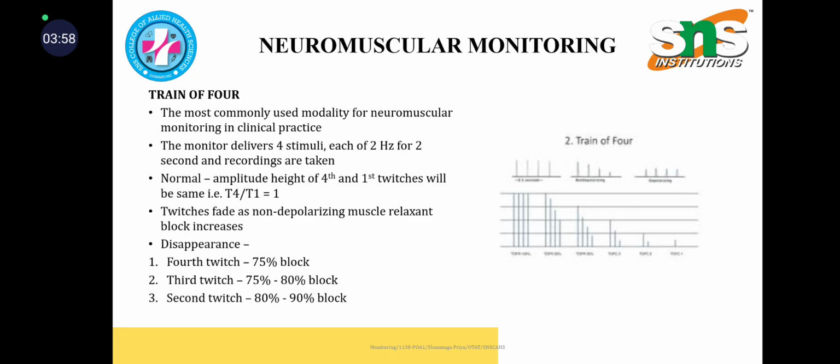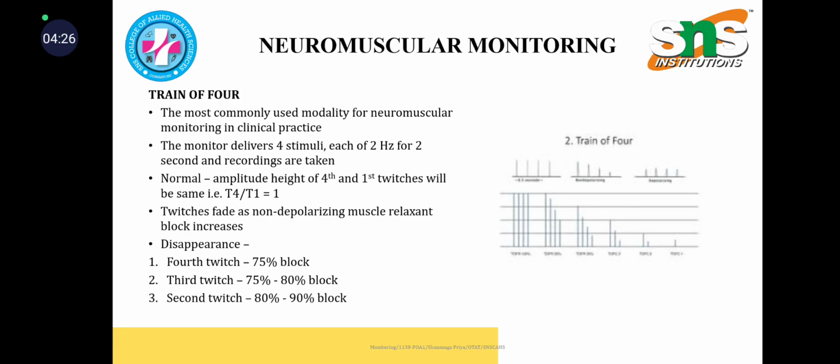The monitor delivers 4 stimuli, each of 2 hertz for 2 seconds, and the recordings are taken. Normally, the amplitude height of the 4th and 1st twitches will be the same. That is, T4 by T1 is equal to 1. Twitches fade as the non-depolarizing muscle relaxant block increases.